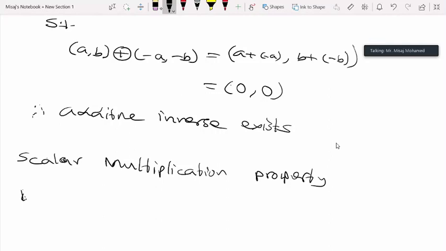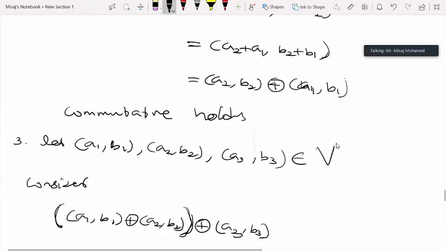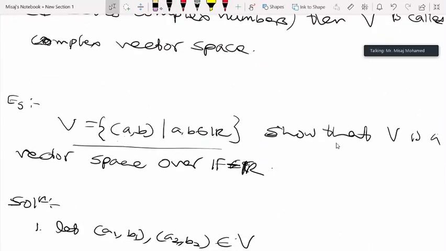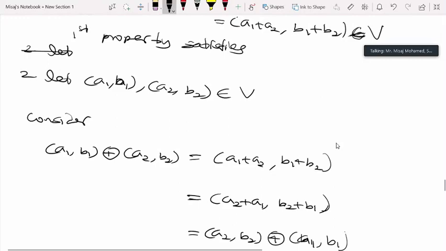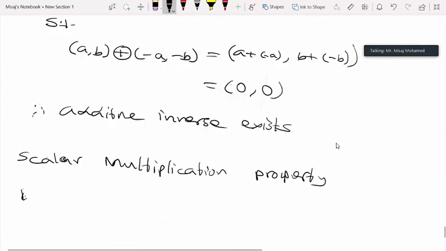First property, scalars are taken from what? In here, what is the scalar I have given in the definition? Scalars are real numbers. Now we are coming to scalar multiplication. What is the first property?